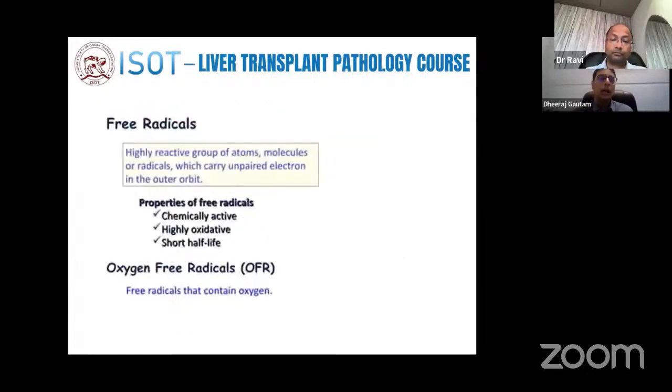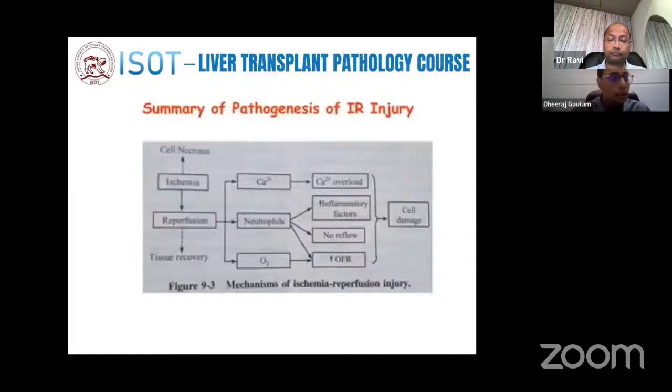So free radicals are highly reactive groups of atoms or molecules which carry an unpaired electron in the outer orbit. Properties of free radicals are that they are chemically active, they are highly oxidative, and they have a short half-life. Oxygen free radicals are free radicals that contain oxygen.